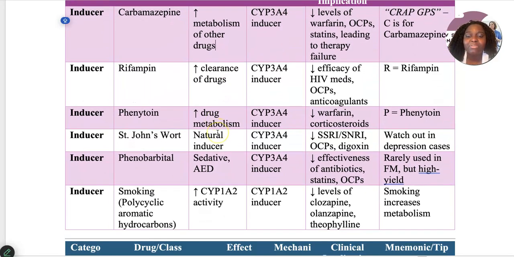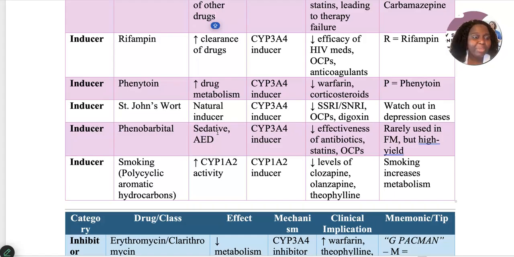The second drug here is rifampin. What is rifampin going to do? Rifampin is going to increase clearance of drugs. For example, it falls under the enzyme what? CYP3A4 inducer. What does that mean? It is in fact going to decrease the efficacy of HIV meds, OCPs, and anticoagulants. R for rifampin.